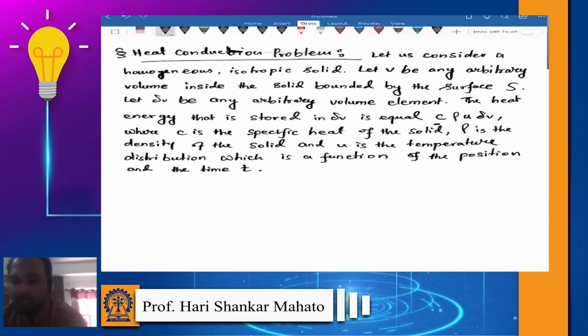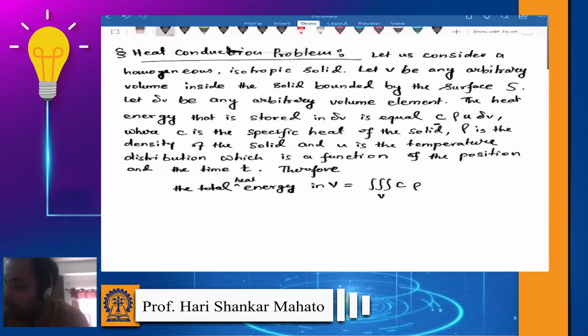All right. So that is what we are going to do. Therefore, the total heat energy in V will be the volume integral over V of C times rho times U times dV. Let us call it equation number 1.